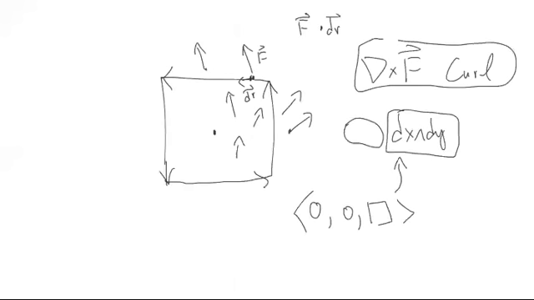Let's take a look at why the curl of a vector field might be called the curl of a vector field. So suppose that we have a vector field F, and we have a curve that wraps around going counterclockwise like this.